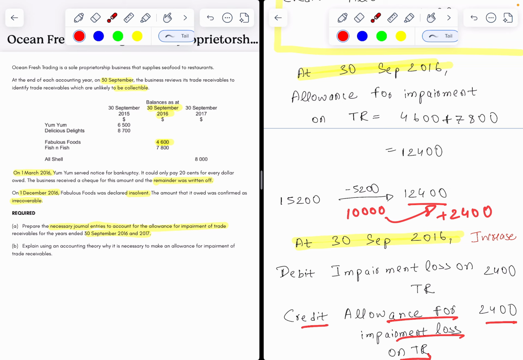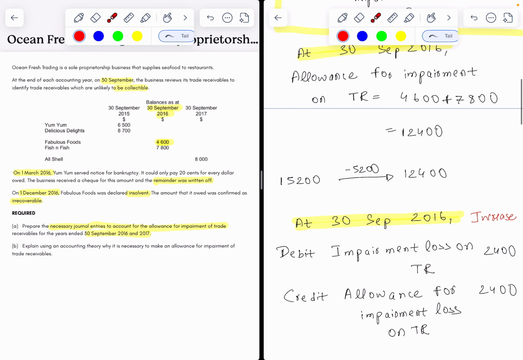And simultaneously, always remember, whenever there's an increase in allowance for impairment of trade receivables, an expense is incurred for the business, which we record in the statement of financial performance, and that is impairment loss on trade receivables. And any expense, whenever it is incurred, is always debited. So we'll debit the impairment loss on trade receivables by $2,400, okay?